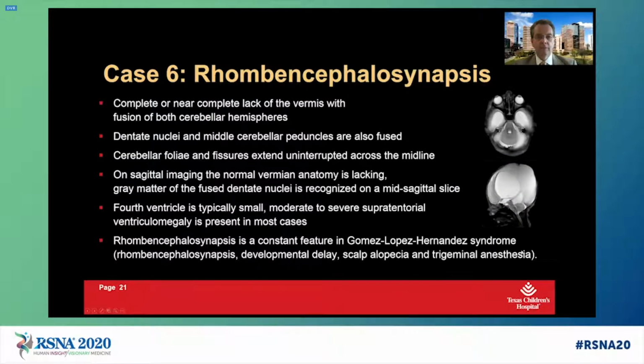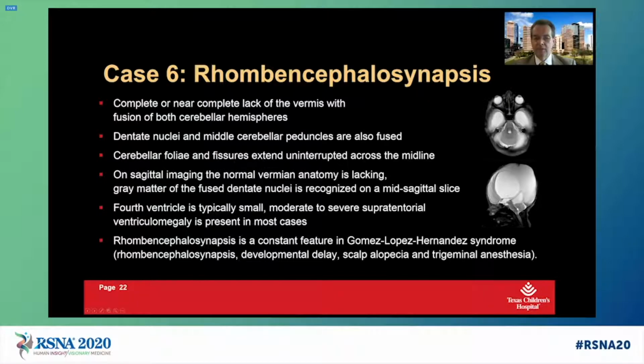This is a rhombencephalosynapsis. We have a complete or near complete lack of development of the vermis with a fusion of both cerebellar hemispheres. Also, the dentate nuclei will be fused as well as the middle cerebellar peduncle. The cerebellar folia and fissures will extend uninterrupted across the midline because there is no vermis. On sagittal imaging, you will not see the normal vermis, but you see the cerebellar hemispheric anatomy, and you see typically gray matter in the midline due to the fusion of the dentate nuclei.